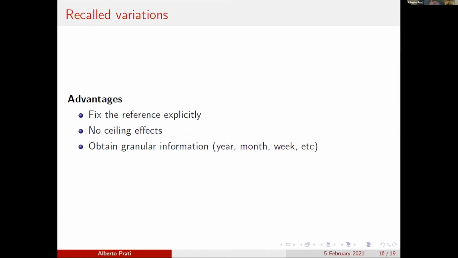So the first is that it fixes the reference point. When you ask people about their life satisfaction, it's unclear if they are making interpersonal comparisons. This makes it clear. You don't have ceiling effects, in the sense that over time, people could report continuously increasing their satisfaction or decreasing. And it would allow us to obtain some granular information without having frequent questions. That is to say, I can ask you, how satisfied were you 1 year ago, 1 month ago, 1 week ago in the same survey?